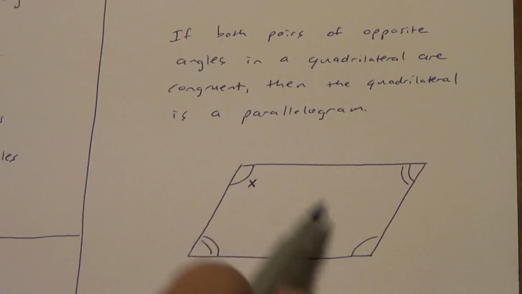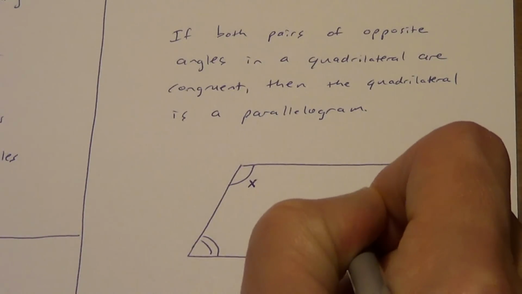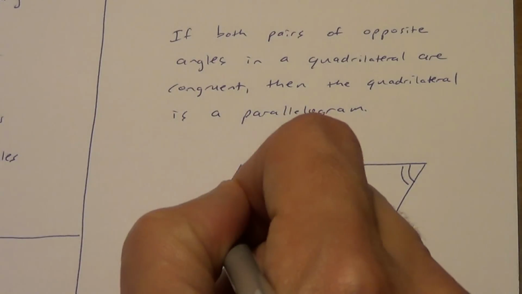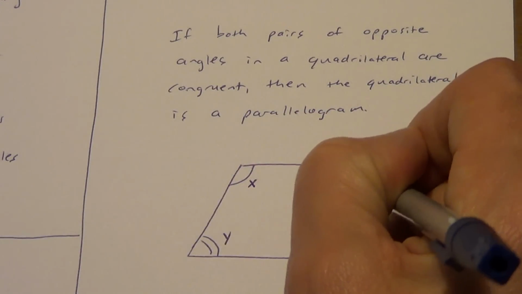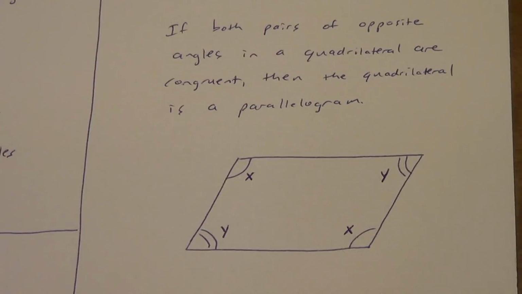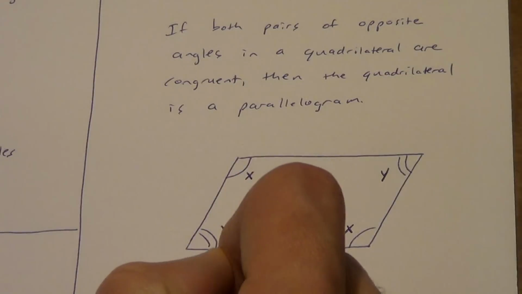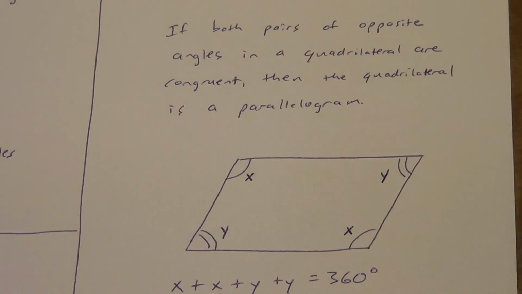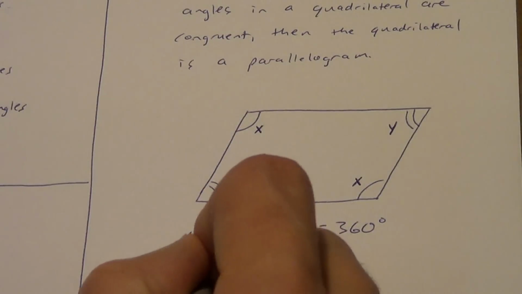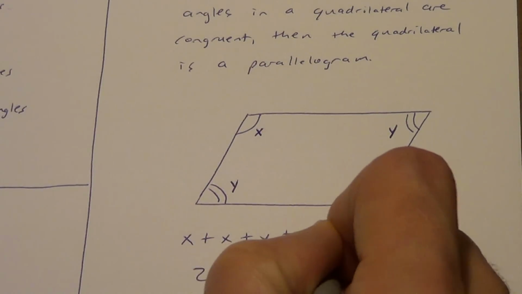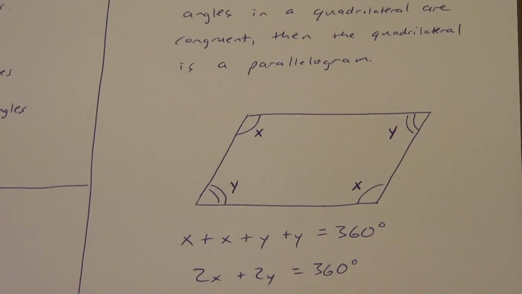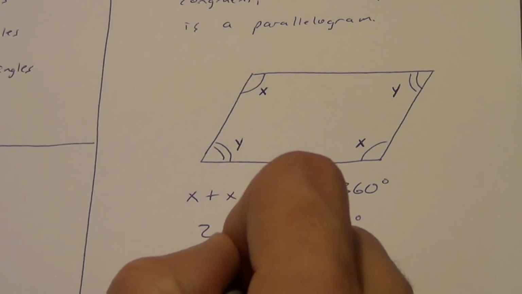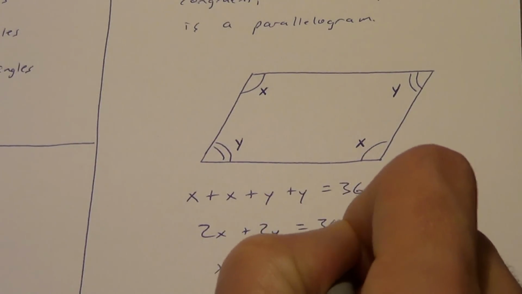Now, these are congruent. That was our given. So I'm going to call this x as well. And I'm going to call this y, and I'm going to call this y. All right, so we know that all four angles in a quadrilateral have to add to equal 360 degrees. So x plus x plus y plus y equals 360 degrees. We know that 2x plus 2y equals 360 degrees. If we divide everything by 2, we get x plus y equals 180 degrees.